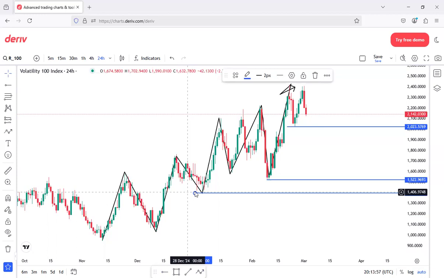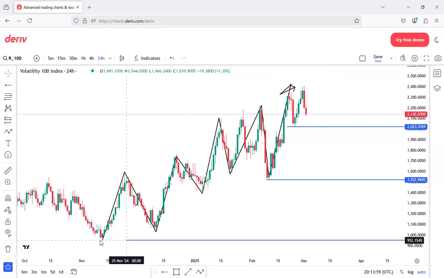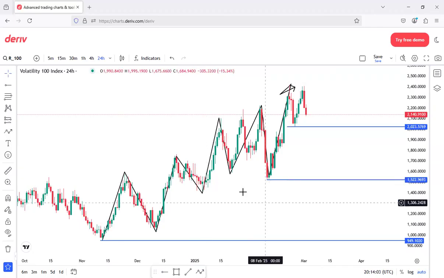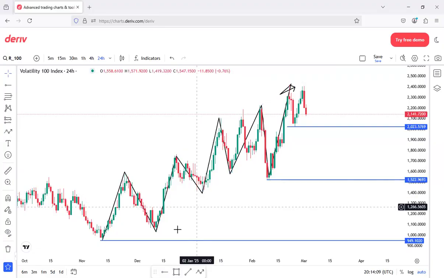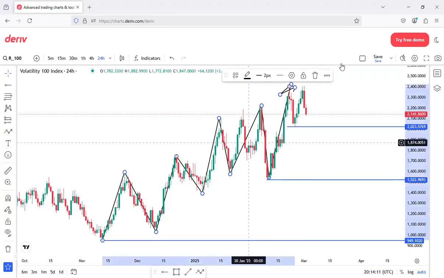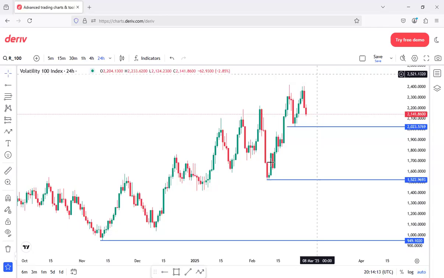All right. This is a low, and this is where the price started shooting from. All right. If this low is broken, come back here. This is another low that can push the price. If this low is broken, this is another low that can push the price. All right. So this is it.